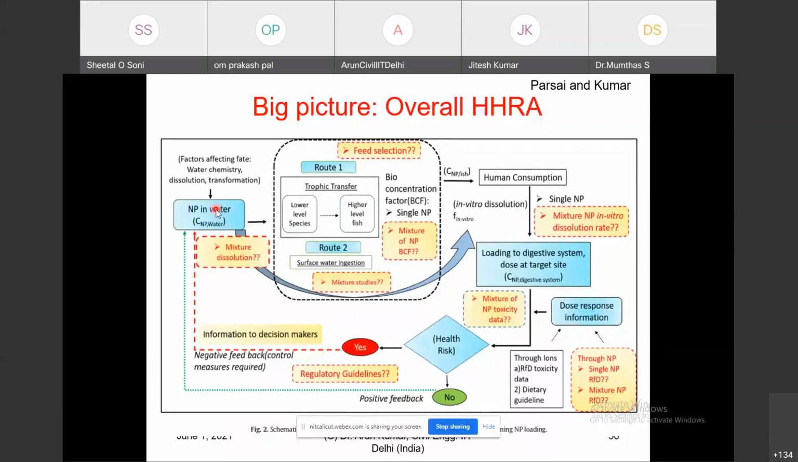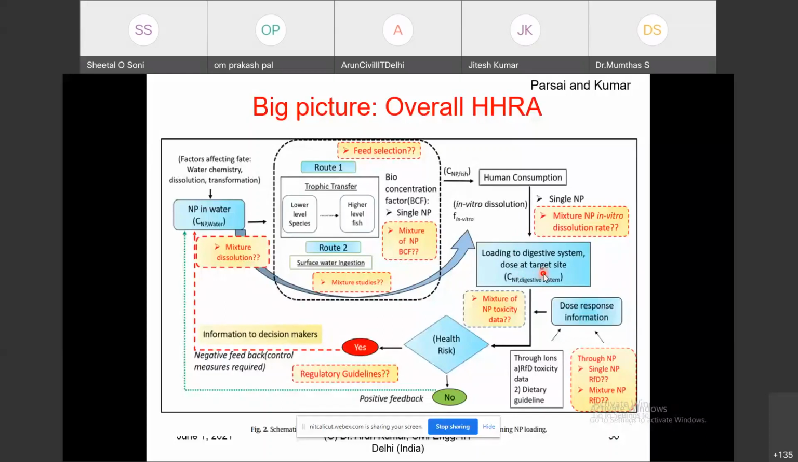Once you have that information, we can have a better idea, instead of relying on the exposure dose calculated from the concentration of the water. So this is a one-level more detailed step. Instead of calculating the average dose using your surface water value, we try to calculate the average dose with respect to the value which you get after dissolution or interaction with the digestive medium.